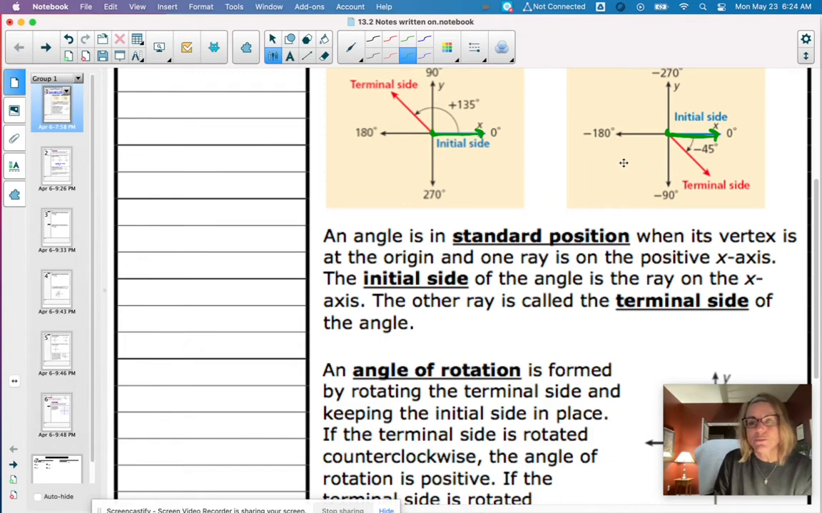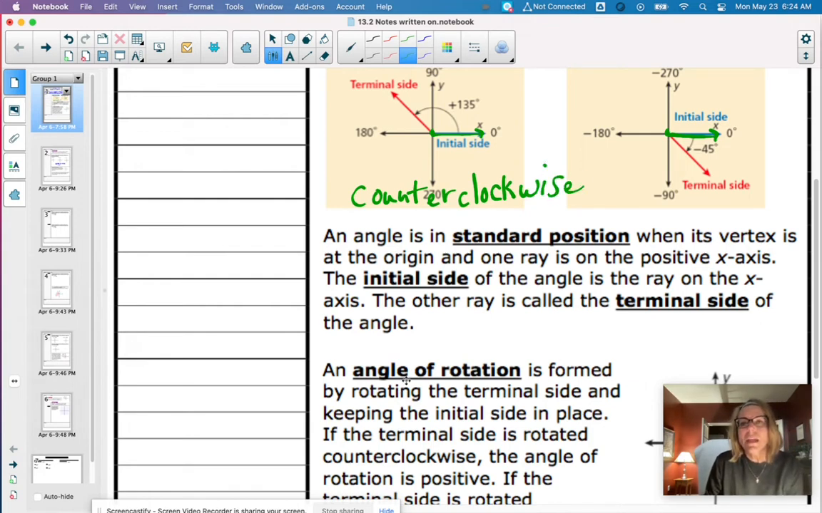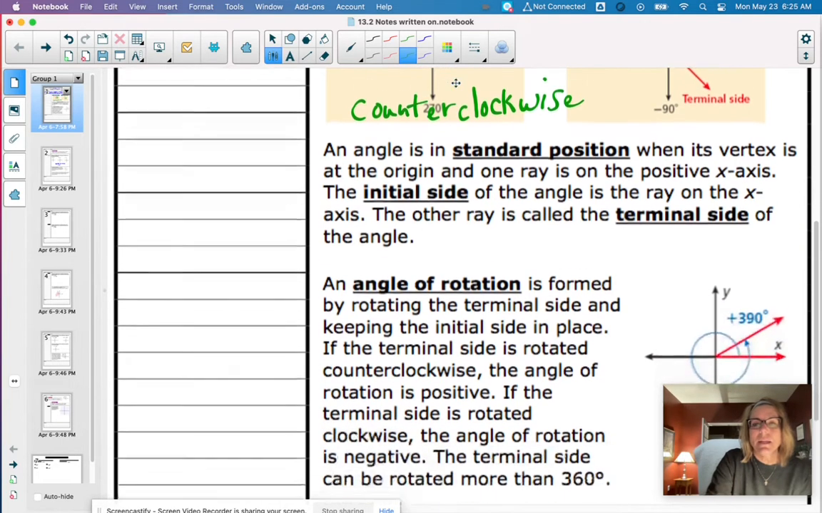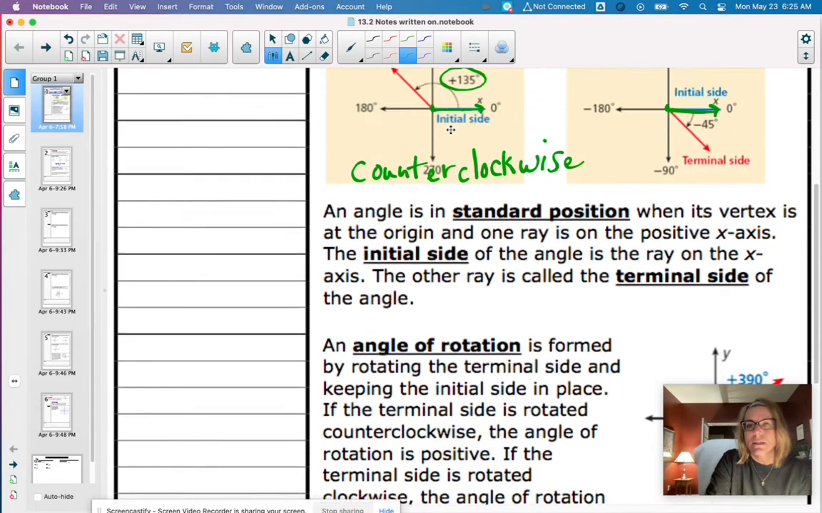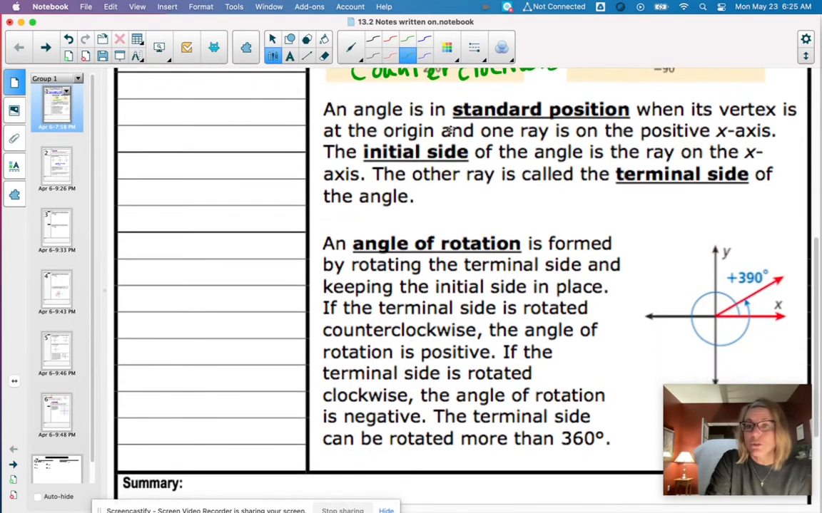If the terminal side is rotated counterclockwise, the angle of rotation is positive, as you can see right there. If the terminal side is rotated clockwise, the angle of rotation is negative. The terminal side can be rotated more than 360 degrees.